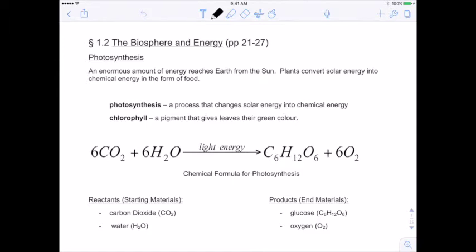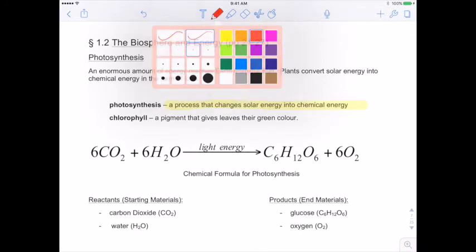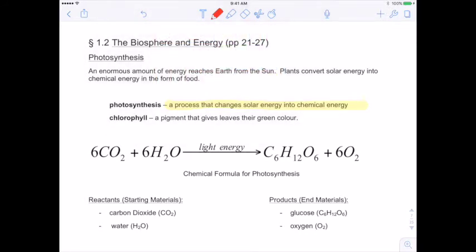So in this section, we're going to learn about the process of photosynthesis. Photosynthesis is defined as a process in which solar energy is changed into chemical energy. Now, I mentioned that this happens in plants. In fact, it happens in all green plants. It also happens in other organisms that are green, and this organism is called algae.